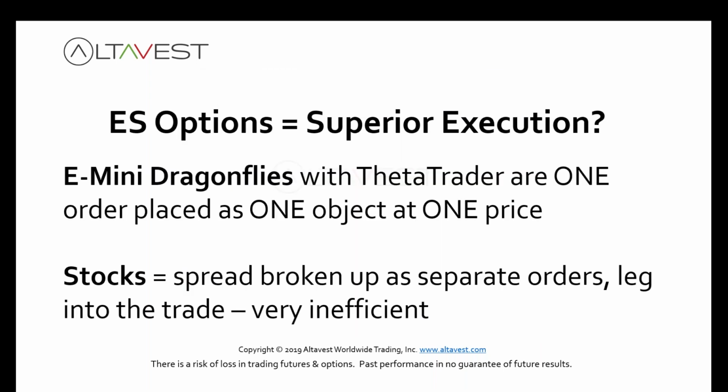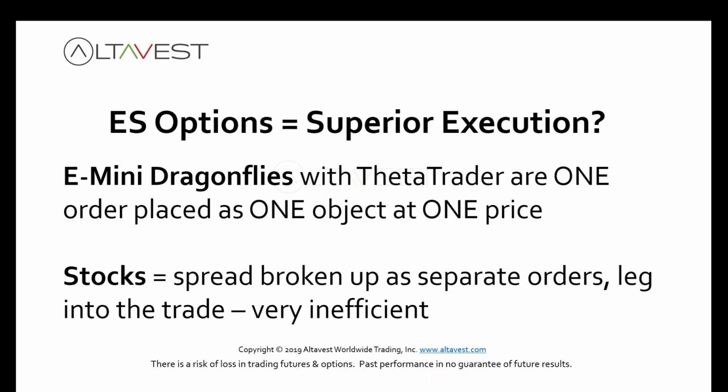And here's another thing. When you're doing the Dragonflies that we talked about with Theta Trader, you should understand that that's all done as one order. Those 6 different strike prices are traded at one price. They call it an object. So if you do it with stocks, and I've even tried it, and I've seen people online trying to do it, you cannot place a Dragonfly order. You have to do it as 2 separate orders. So you're legging in, and it's a nightmare. And it gets tracked separately. So you want to do this in the most efficient way possible, and that's using these E-mini options.